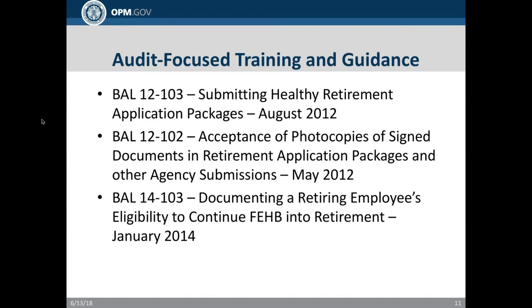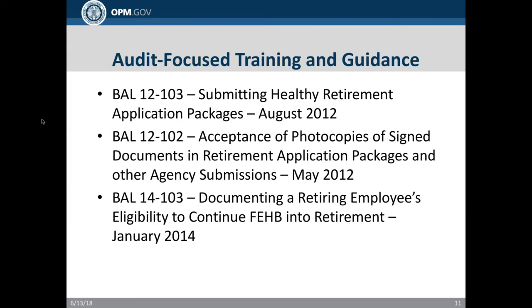And then we also came out in 2012 with BAL 12-102, which was the acceptance of photocopies of documents. And that goes into what documents we can accept photocopies of that we don't need the wet signature on. And there is also a memo in there that needs to be signed by the HR specialist, certifying that the document is a photocopy, but it came from an official source. And also, BAL 14-103, it is on submitting retirement FEHB benefits and the documentation we need.